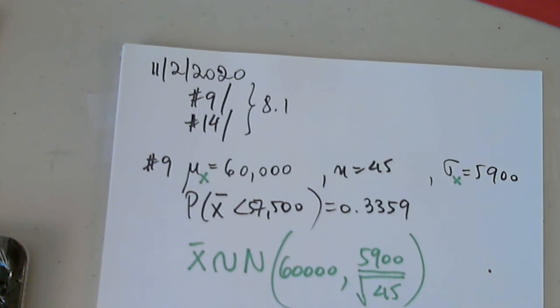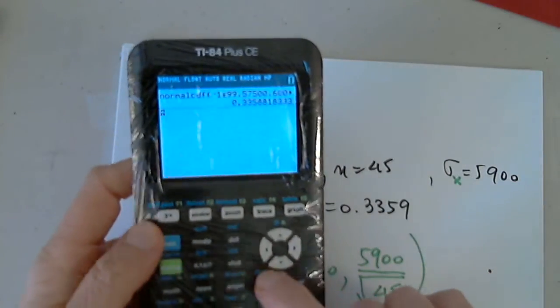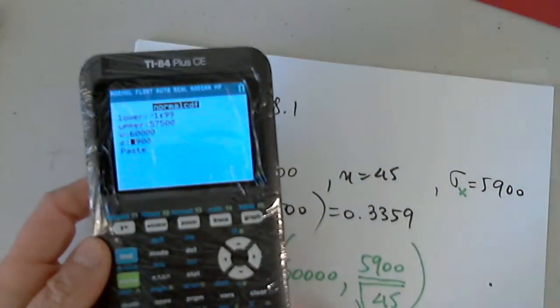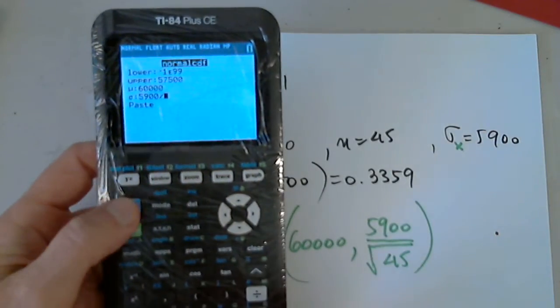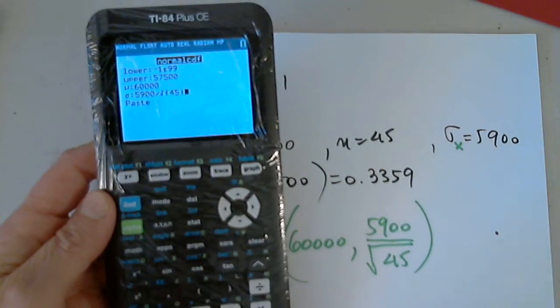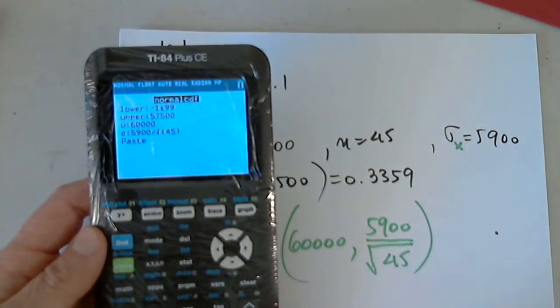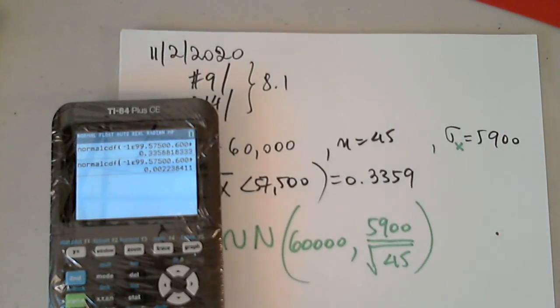Did I enter 5,900? I did. 45, did I? Oh, yeah, that's what I did. I wrote it here, but I didn't write it here. Sorry. Sigma divided by, I wrote it here. So my apologies. I just rushed. Of course. 5,900 over the square root of 45. I mentioned it 3 times and I did something else. Sorry.